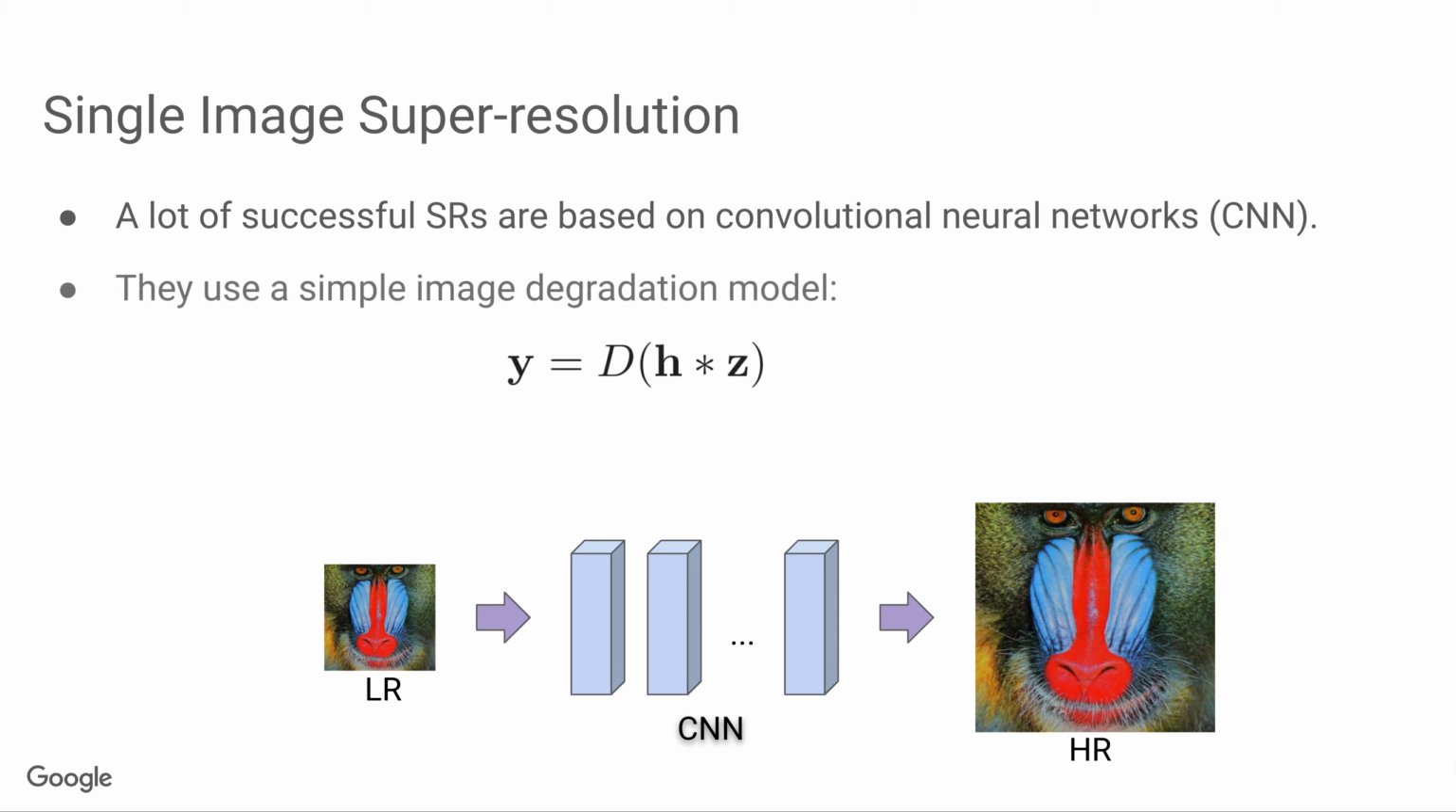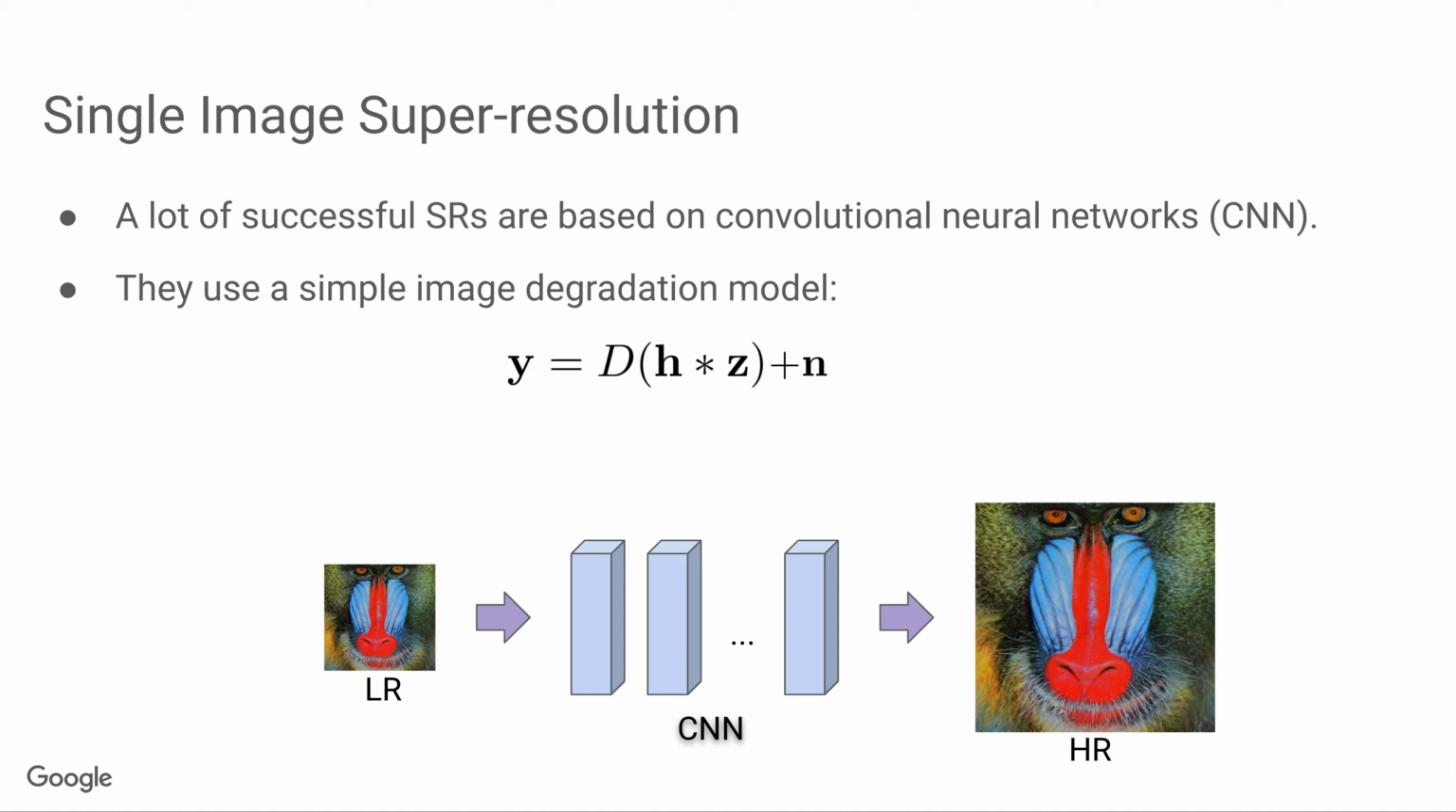Most of the existing algorithms use a simple image degradation model, where the high-res image Z is convolved by an invariant point spread function h, followed by a downsampling operation. The shape of the point spread function is isotropic, and usually people just use a Gaussian-shaped model. Some papers make the model more realistic by adding a white Gaussian noise term.